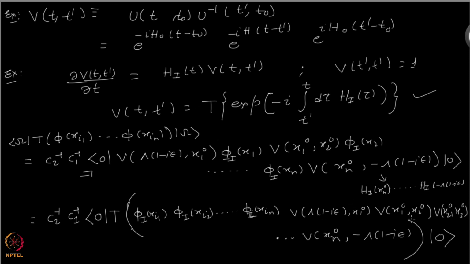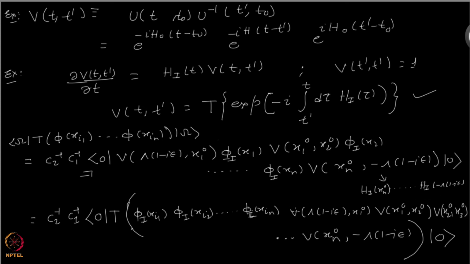So what do we get? These two V's will combine to give V of λ1 minus ε, x2^0. But then this becomes one V whose rightmost argument will be x1^0, but then you have another V here whose first argument is x2^0, so that can combine with these two, and these three together will give you V of λ1 minus iε, x1^0, x2^0 disappears, and you get x3^0.